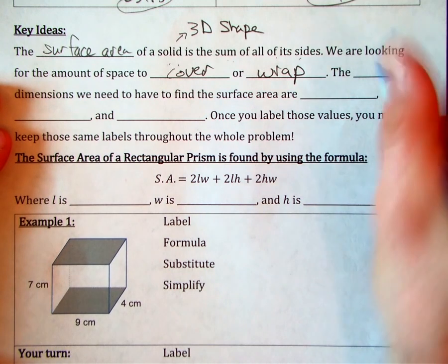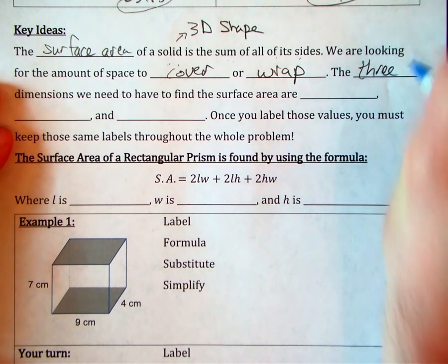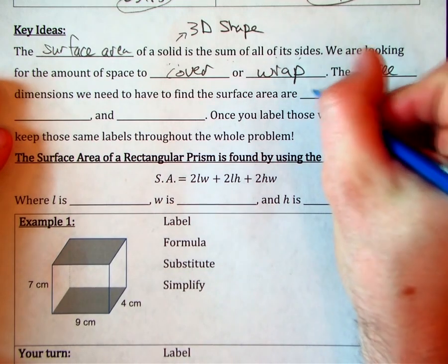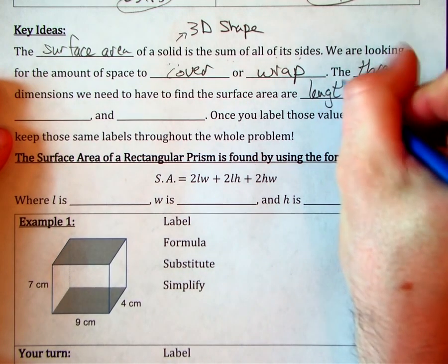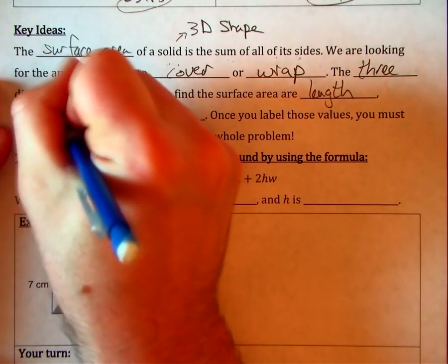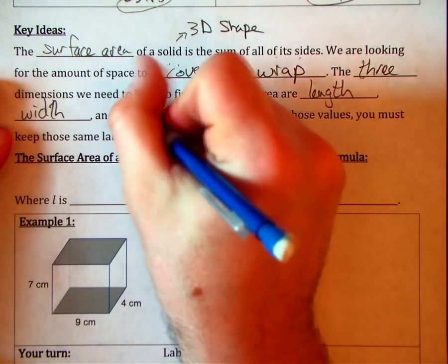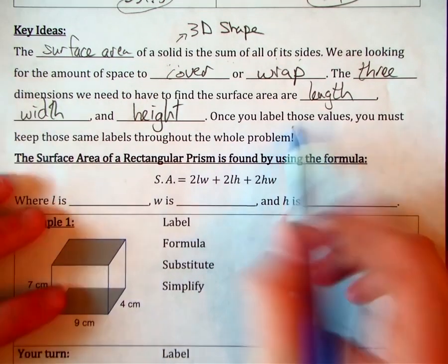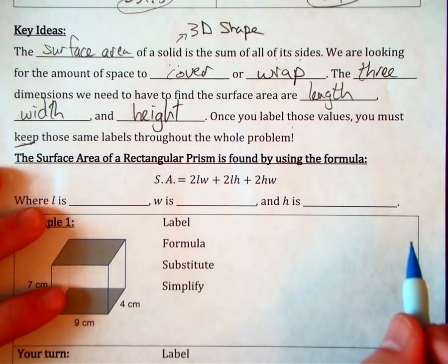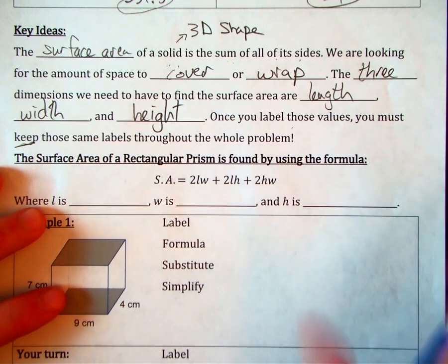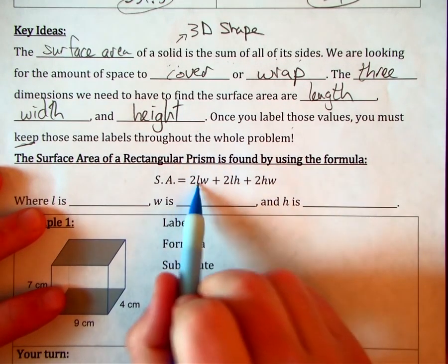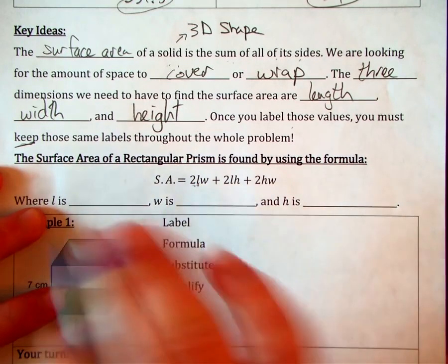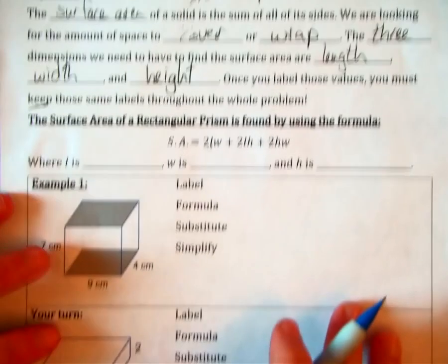So the three dimensions that we need to find the surface area or the volume are going to be the length, the width, and yes, that's right, the height. So once you have labeled those values, you must keep those same values throughout the whole problem. As soon as you label that, say, okay, this is going to be the length, whatever that value is, that is now your length throughout that problem. And you'll see it in this example that I have here.